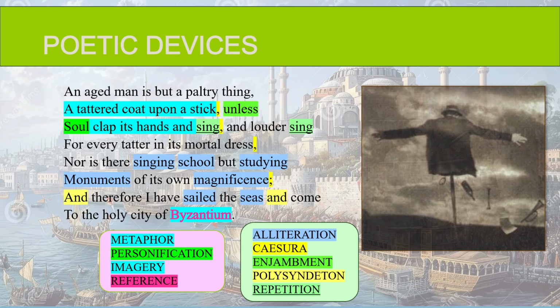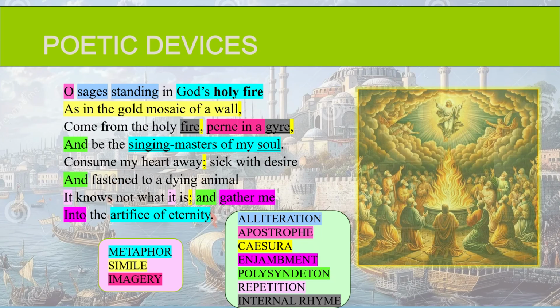And there is a repetition here also. The word sing, twice it is, to emphasize something. Here we have an apostrophe, a direct address. O sages, so it's addressed to the sages.